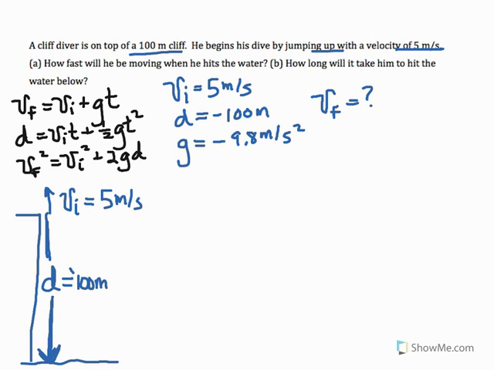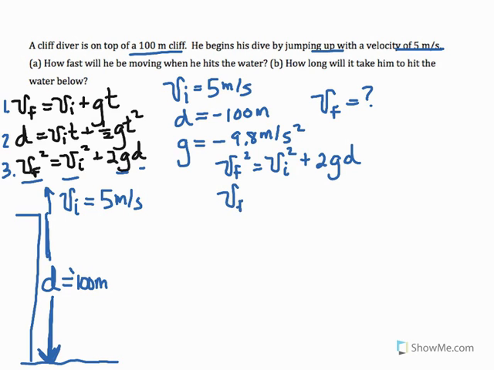So now let's take a look at this first equation, and that one's not going to work for us because I don't have t. So let's look at the second equation. I'm not going to use that because it doesn't have v final in it, and I don't have t. So hopefully this third equation will work. So I'm looking for v final, which is good. I have initial velocity, I have g, I have d. Third equation's our choice. So we use v final squared equals my initial velocity squared plus 2g times my displacement.